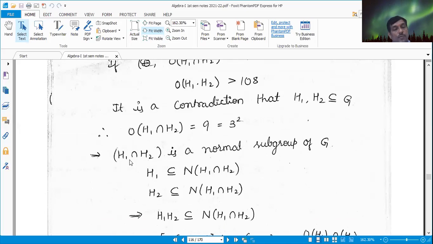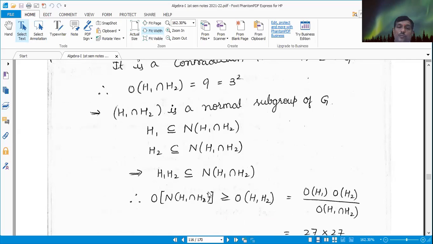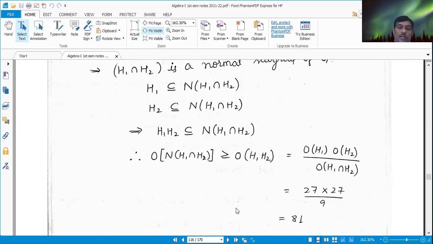You know that H1 intersection H2 is contained, therefore it is a normal subgroup of G. We already proved this. Then H1 is contained in the normalizer of H1 intersection H2, and H2 is also contained in the normalizer of H1 intersection H2, which means definitely the product H1 H2 is also contained in the normalizer of H1 intersection H2. Therefore, the order of the normalizer is greater than or equal to the order of H1 H2.